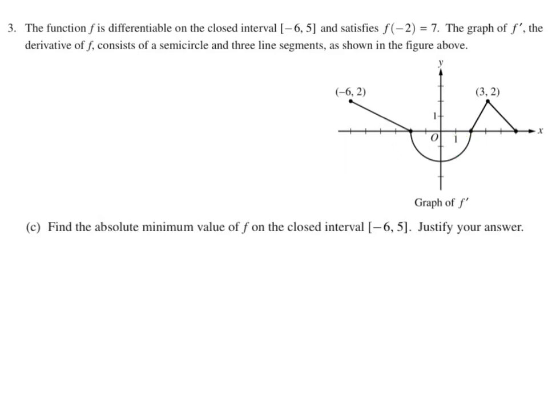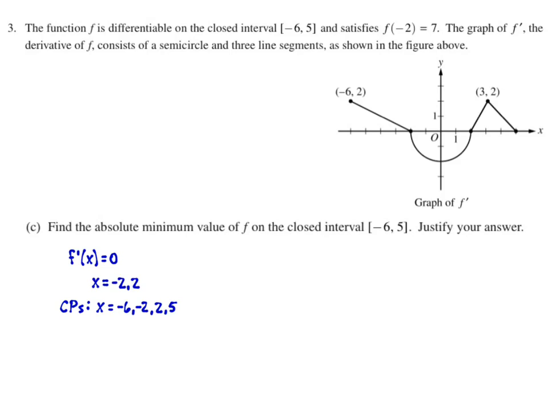So we're going to go through the same motions. We're going to find our critical points, and the way we find our critical points is we set the derivative equal to 0. So we'll say f prime of x equals 0. And then because we have the graph of f prime, we can see that f prime equals 0 at -2, at 2, and at 5. But our other critical points are our endpoints. So we can say our critical points are -6, -2, 2, and 5.